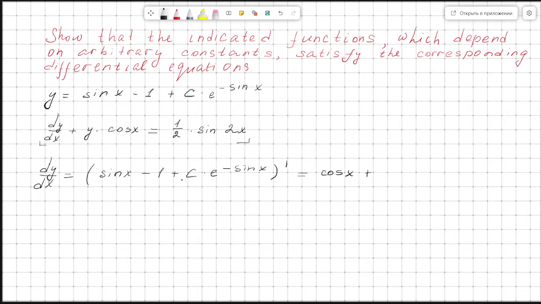Then plus, write down plus c. C is constant because we must take out of our derivative this constant. Then differentiate the function e to the power of minus sine of x. It is e to the power minus sine of x times derivative of argument of this function, it means minus sine of x. Derivative of minus sine of x is minus cosine of x. It means dy over dx will be equal to cosine of x minus, this plus and minus give us minus, c times cosine of x times e to the power minus sine of x.